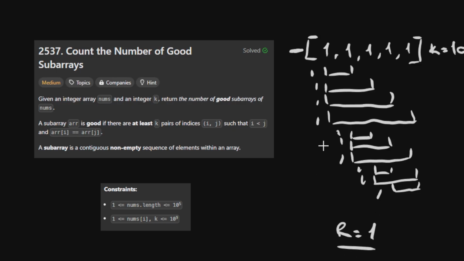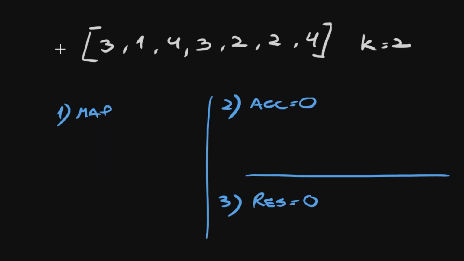Now let's go with another example. Now for the solution, let's say we have this array here and k equals 2. First we will create a map which will store the count for every element in the array. We will also have an accumulated variable initially with 0, and this will store all the times we have seen the current number in previous indexes. And we will also have a result variable initially with 0, and this will store the count of good subarrays, meaning subarrays that have k or more equal pairs.